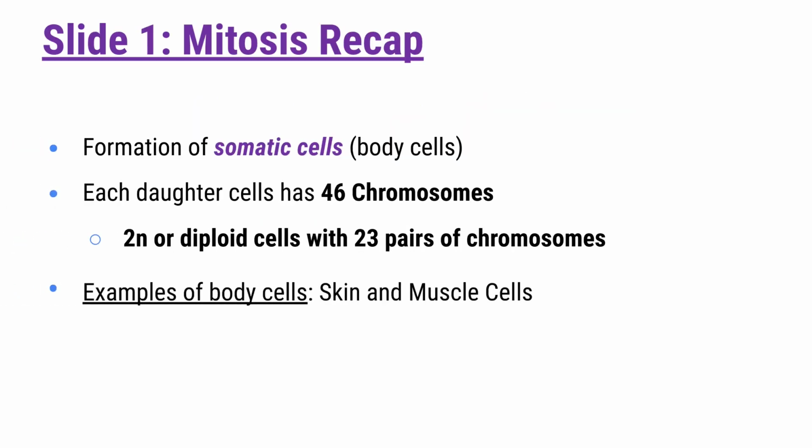So again, that's the formation of somatic cells. Those are our body cells. And then each daughter cell that is coming out of mitosis is going to have 46 chromosomes. And usually those pair up together, so we call those diploid cells again, or that 2N. And that means that we have 23 pairs of chromosomes in all of our body cells. And so examples of different body cells or somatic cells are like our skin cells, muscle cells, pretty much any cell in our body, hair cells, anything in between.